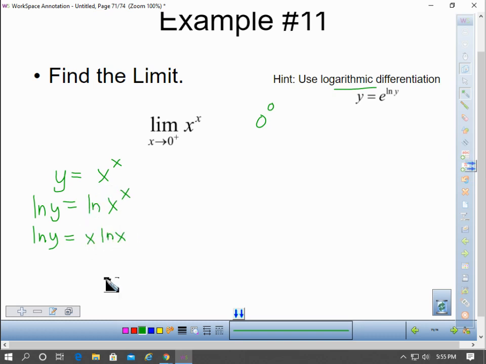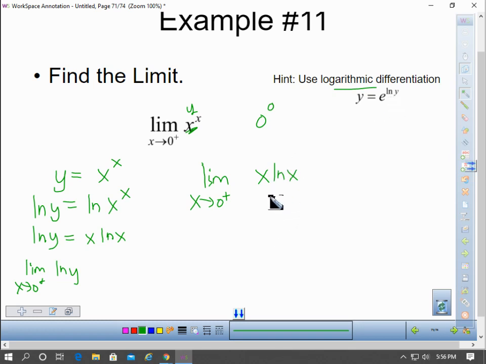All right, now I'm actually going to find the limit of this now. So I'm going to find the limit as x approaches 0 from the right of x ln of x, okay? Now that's actually finding the limit as x approaches 0 from the right of ln of y, which is not what I want. I actually want the limit of y. This is what I called y. So right now we're actually finding the limit of ln of y, which we have to go back and fix at the end when we're done, okay?